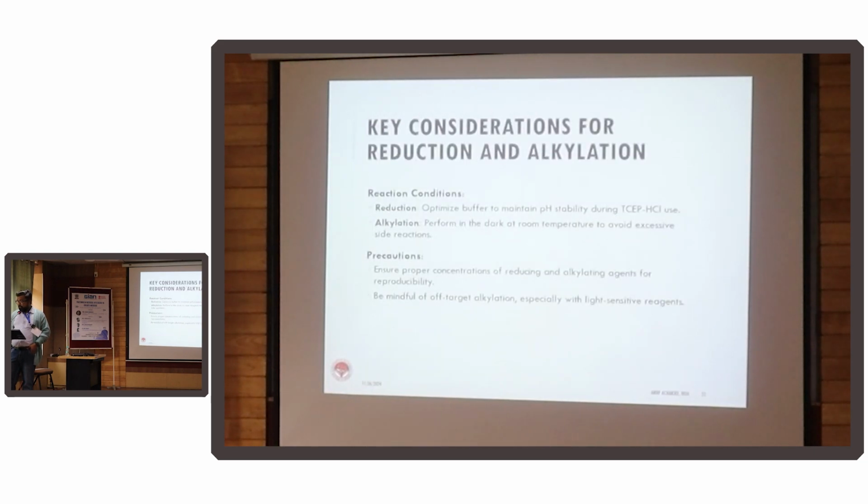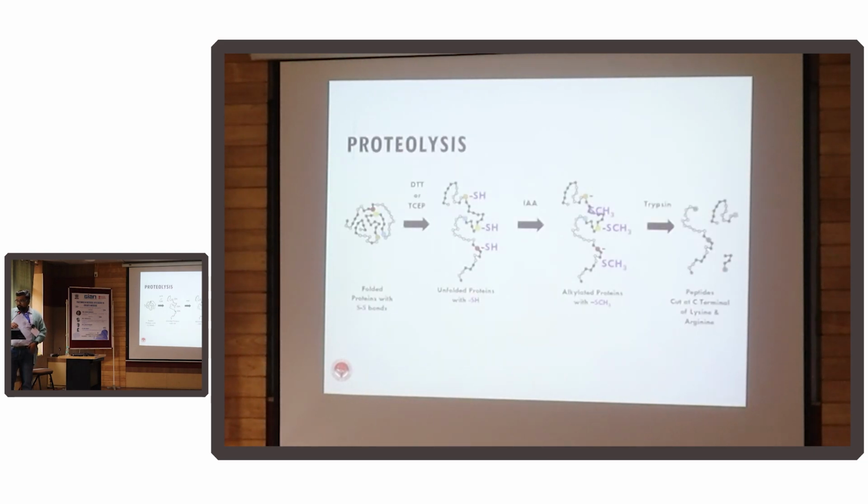So this is what happens. You have folded disulfide bonds, you add DTT or TCEP, the bonds are now unfolded, but these thiol groups have a strong tendency to fold back. To avoid that, you have to cap these thiols, and you add an alkylating agent. The alkylating agents will cap the thiols. Now these thiols can no longer scramble back and form the native protein. You add trypsin, you get better cut sites.